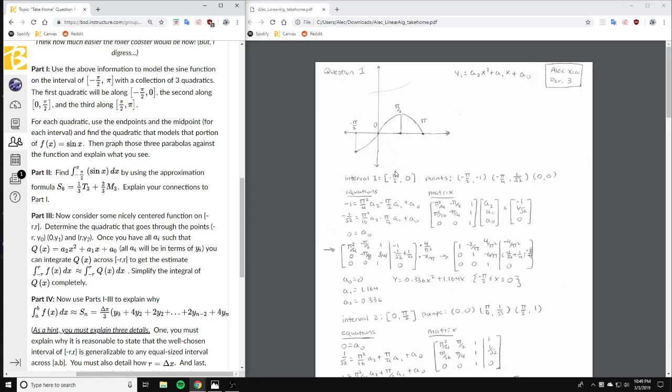For the first interval, we're going to take 3 points, which it asks us to do: the endpoints and the middle point. And as you can see, it's represented right here. If we take these, we can make 3 equations out of these points.